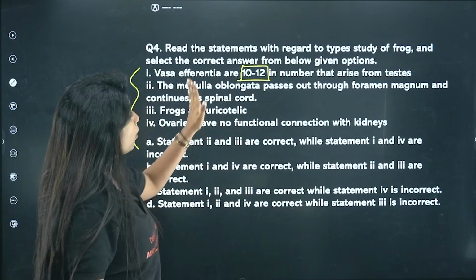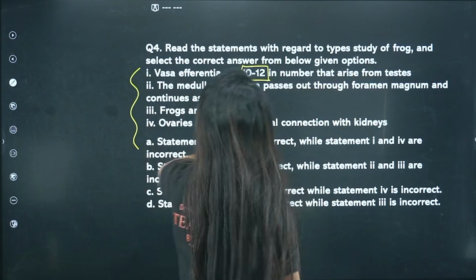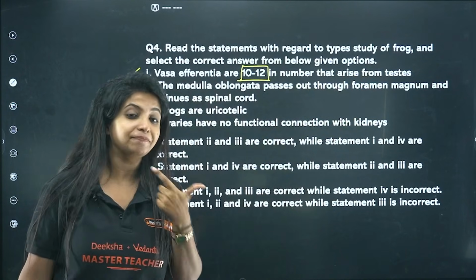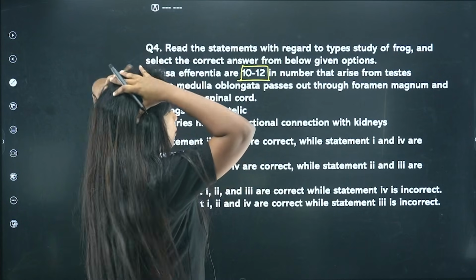Now the medulla oblongata passes through the foramen magnum and continues as spinal cord. So basically, listen, this is your brain, right?